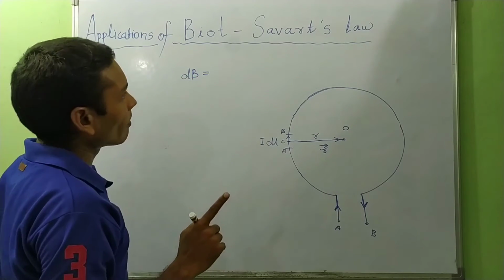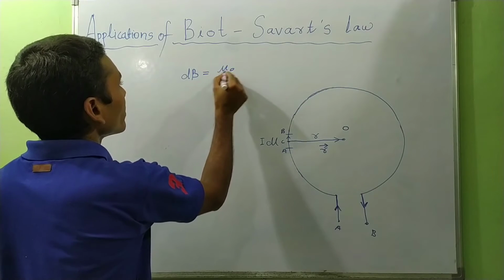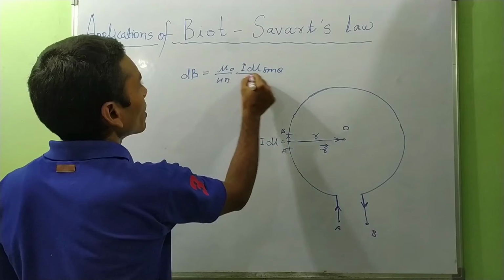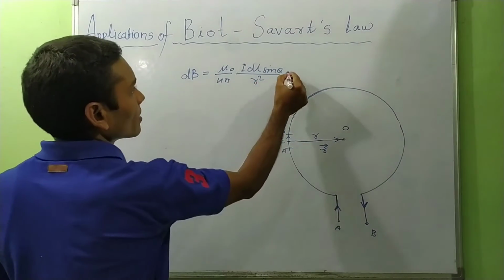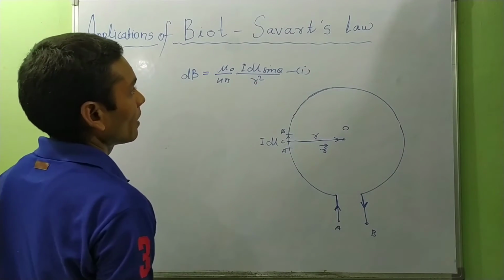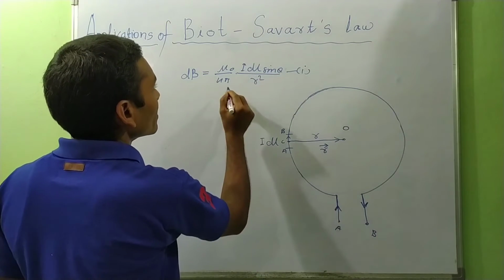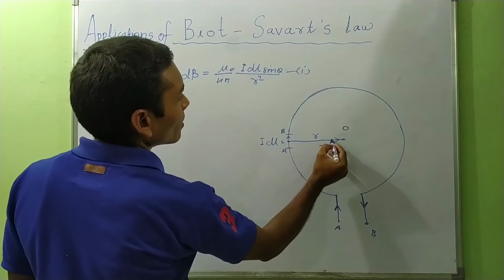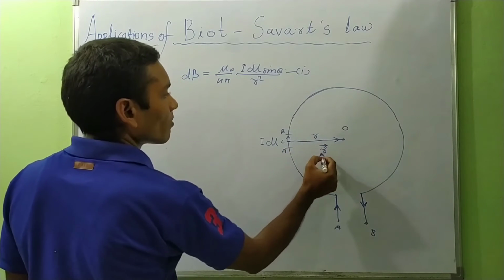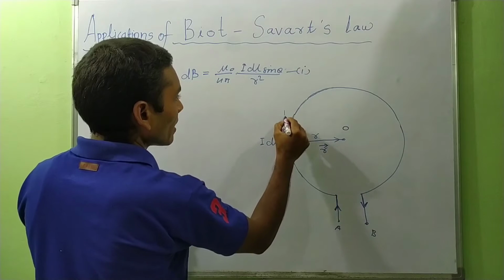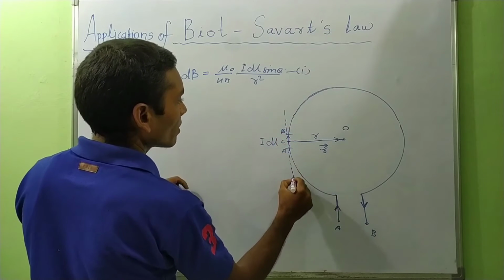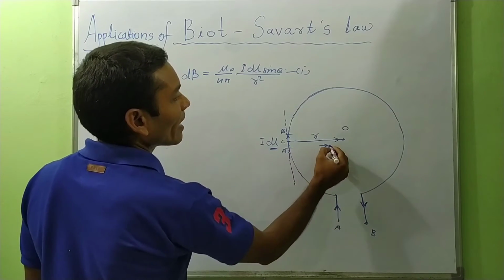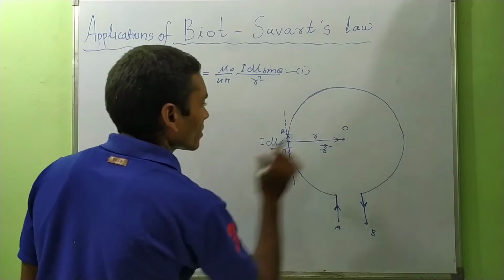So by the Biot-Savart law, it will be equal mu naught over 4 pi I dl sine theta upon r square. This is equation first, where theta is the angle between dl and the distance. This is the vector, position vector. That theta is the angle between the element, small element dl and position vector of this point.